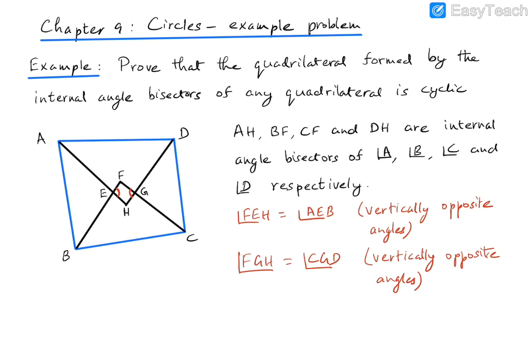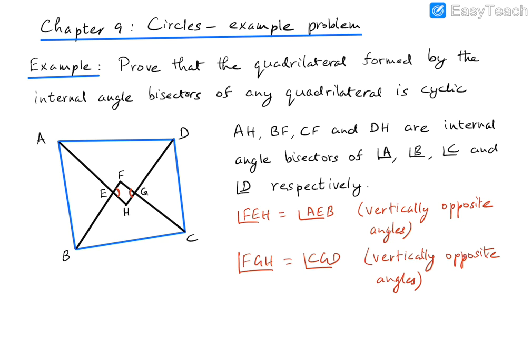Now what is angle AEB and angle CGD? To find out, we are going to look at the triangles AEB and CGD. So we have these two triangles here. From those triangles, we can find out what is angle AEB and what is angle CGD, and then we will substitute those values in FEH and FGH, and then we'll go on to show that the sum of FEH and FGH is 180 degrees.